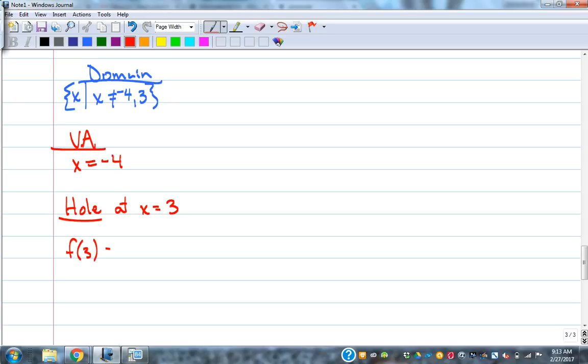F of 3. 3 times 3 over 3 plus 4. So I'm using the simplified version to do that. It's less work. 9 over 7. So 3, 9 over 7. So this is the x value where there's a hole. This is the ordered pair where that hole shows up in the graph.